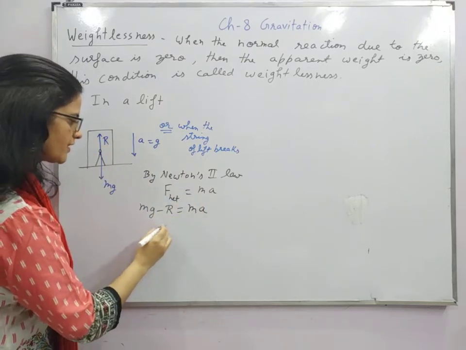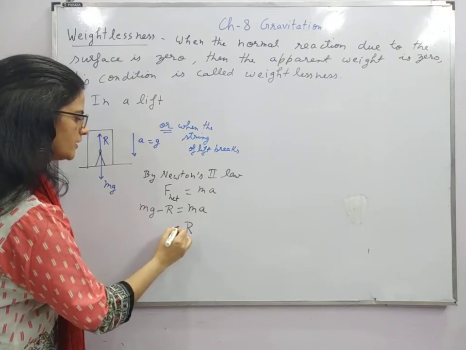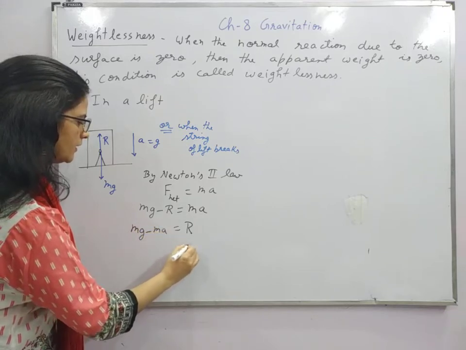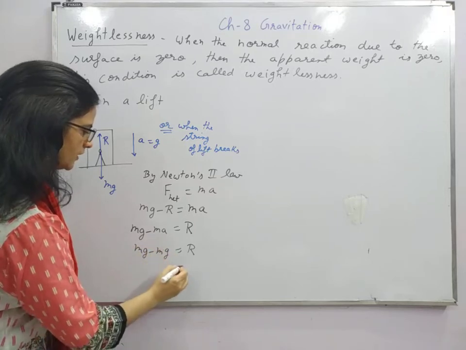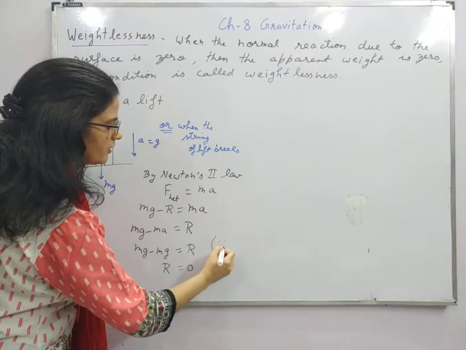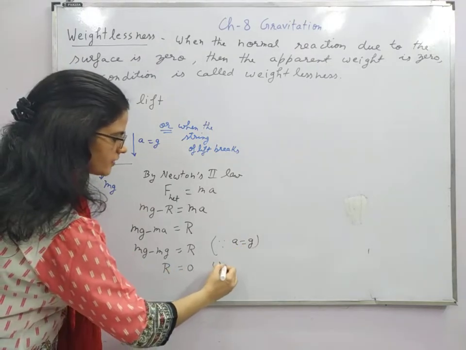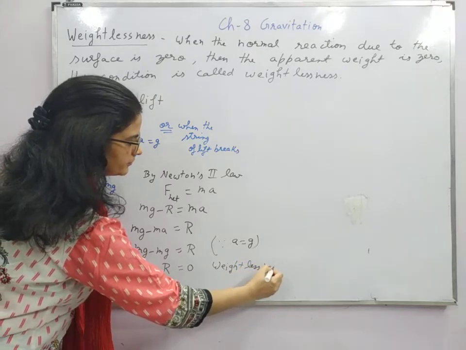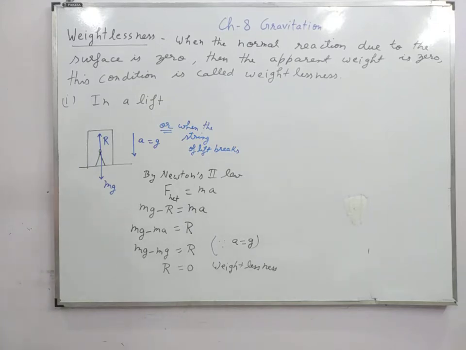Now let's put the value of acceleration and shift normal reaction to the other side. So this will be mg minus ma, and therefore R is equal to mg minus mg. Therefore R is equal to 0. Here why have we written this? Because acceleration is equal to acceleration due to gravity, and this is the condition of weightlessness. So this was the first case. Let's take the second case.